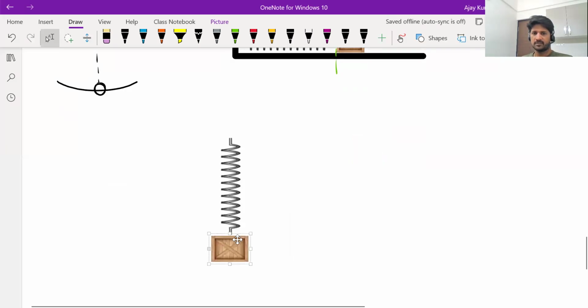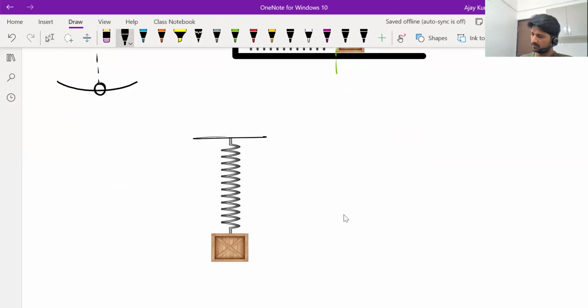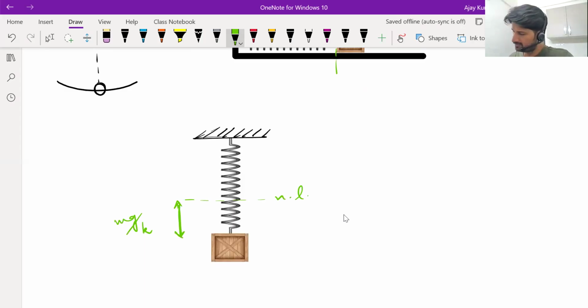Suppose the system is suspended vertically like this from a fixed support. We had done this before. Let this be the natural length of the spring. From natural length, the spring has to elongate by a distance x such that kx = mg, means x = mg/k. It has to elongate that much for the block to be in equilibrium. So this is the equilibrium position of the block.